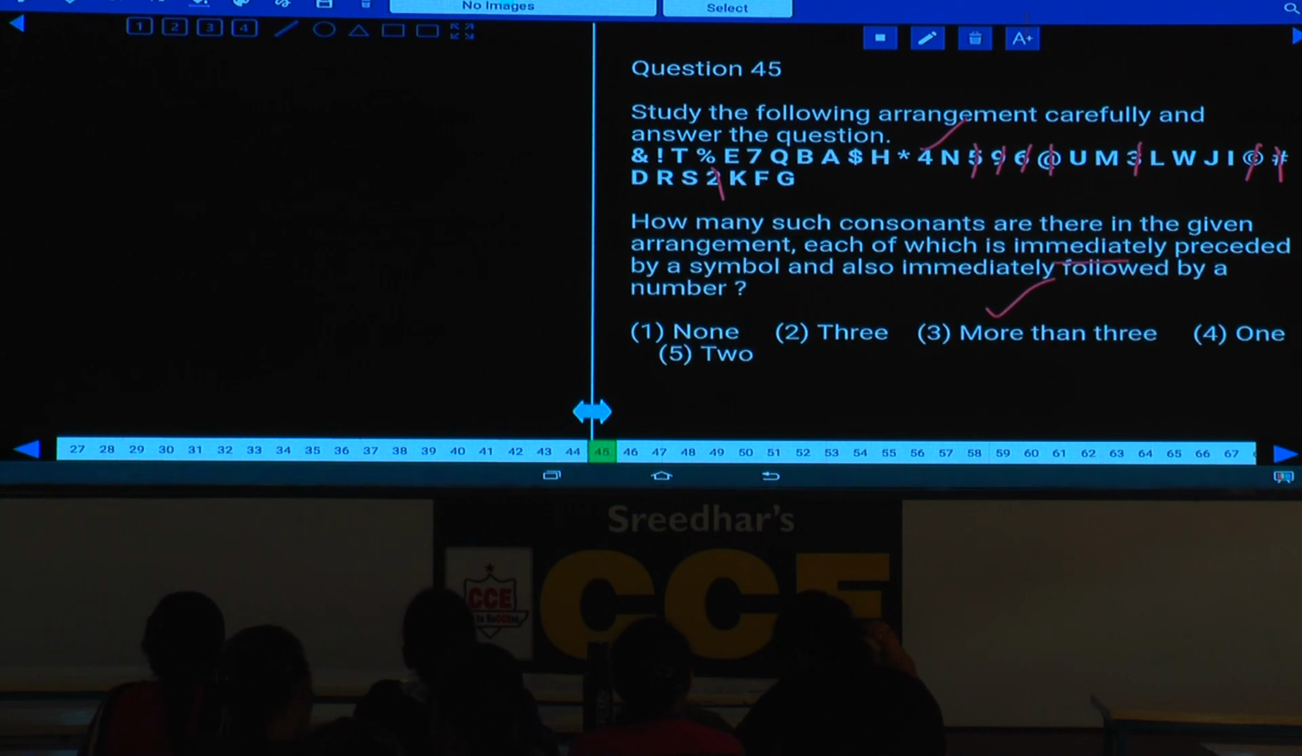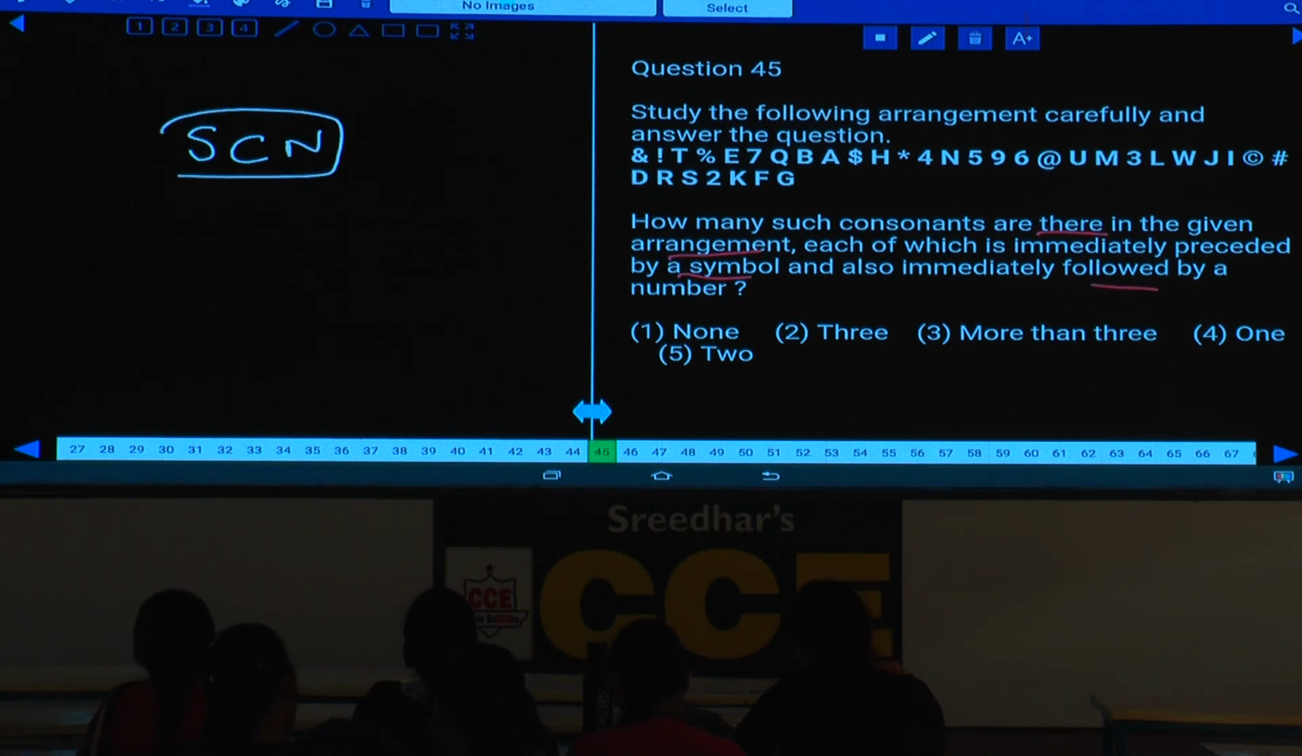Then question number 45. How many such consonants are there? Now the question is about what? The question is about a consonant. I am representing a consonant with C. Consonants are there in the given arrangement, each of which is immediately preceded by a symbol. Preceding means coming before this consonant, and also immediately followed by a number. What should be the sequence here? Symbol, consonant and a number should be the sequence. Symbol, consonant and number. Tell me how many do we have?